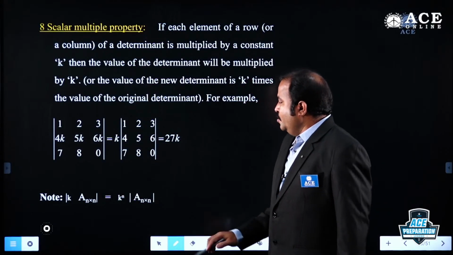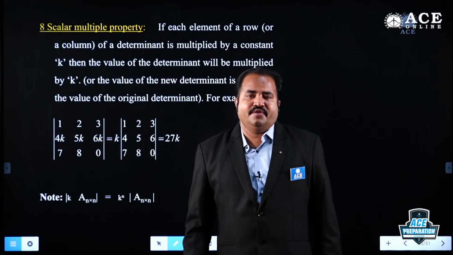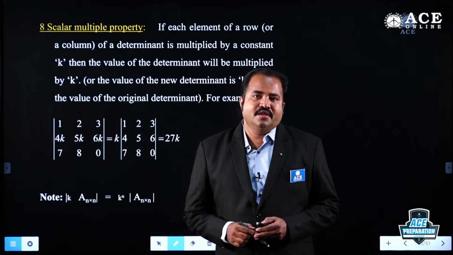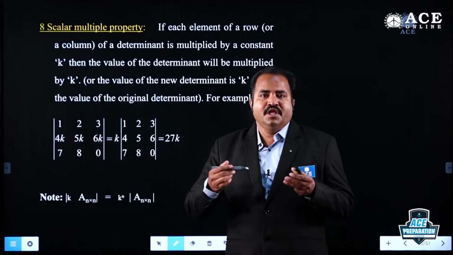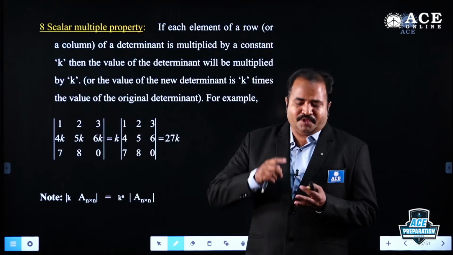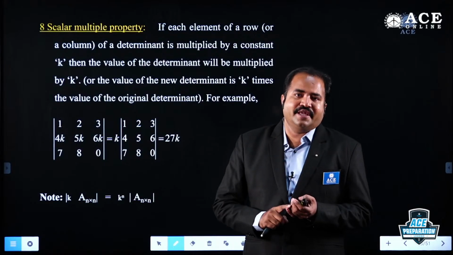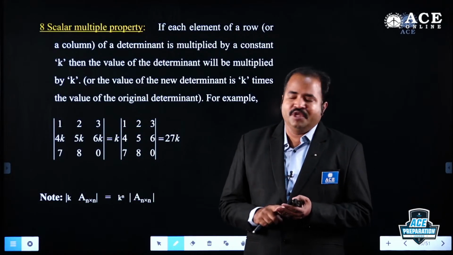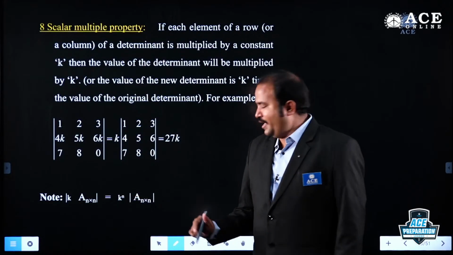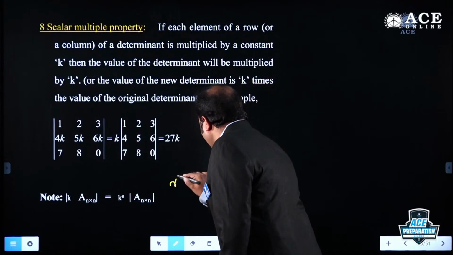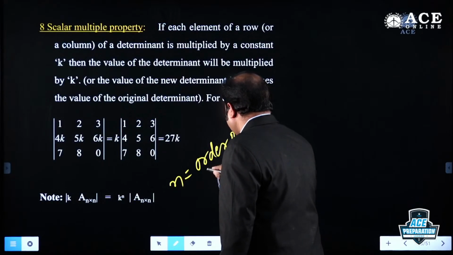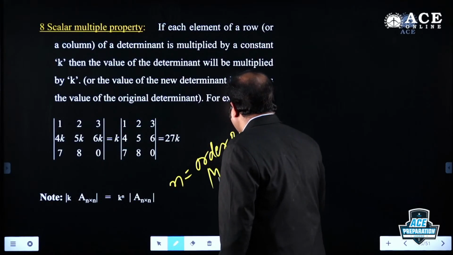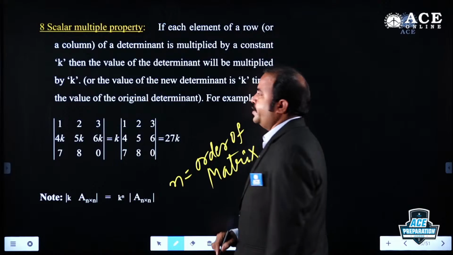In general, if all elements are multiples of k, then we can take out k power n as common. Means what? If it is a 3 by 3 matrix, from the first row k, second row another k, third row another k, so k cube. So what is n here in general? n is nothing but the order of the matrix.